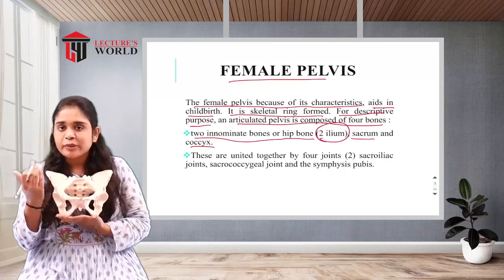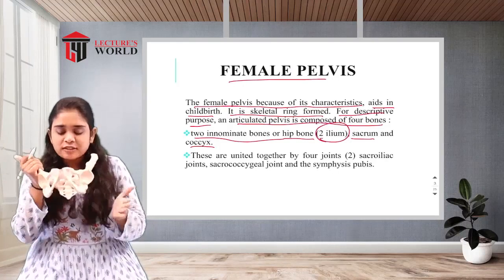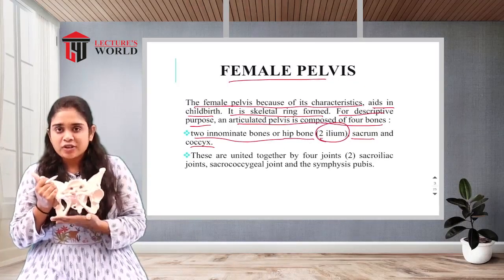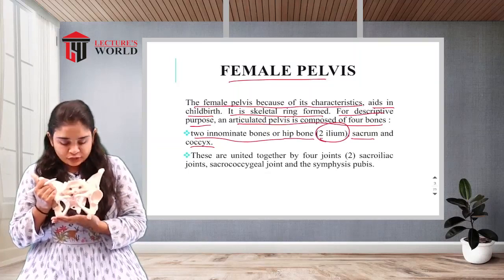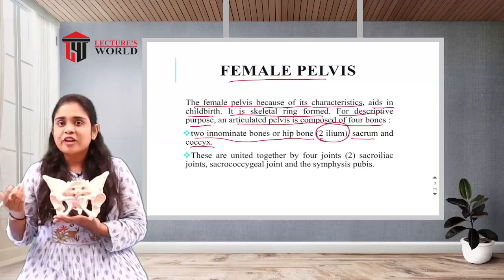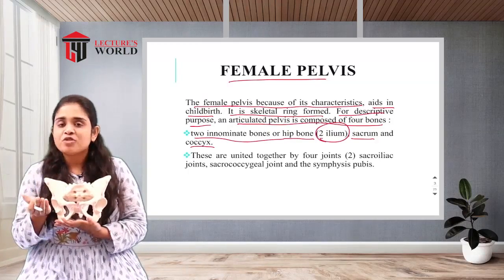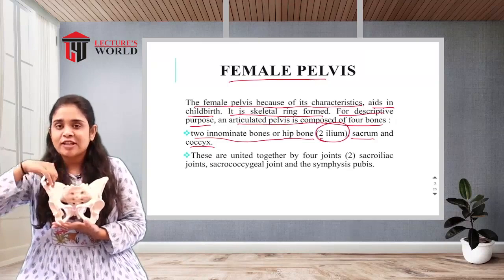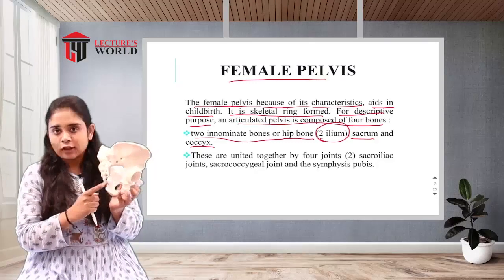Then, whenever you are going to explain the female pelvis, you have to take the pelvis at chest level, then keep the palm of your non-dominant hand at the pubic symphysis, like this, and explain with the pen. So the female pelvis is mainly composed of four bones: the two ilium, known as the innominate bones or the hip bones, then the sacrum and the coccyx.